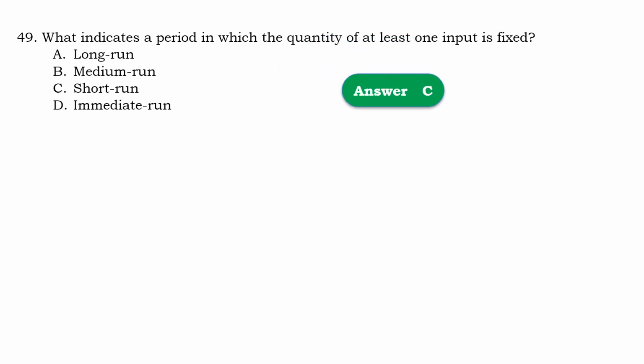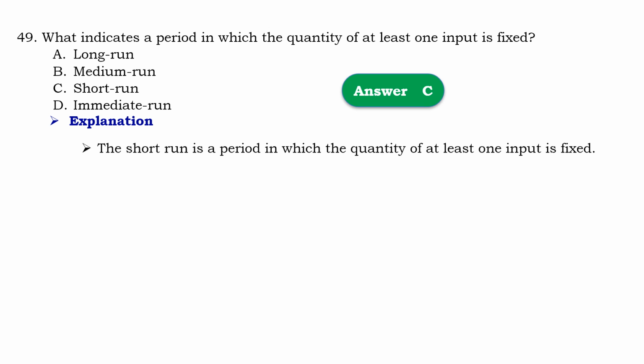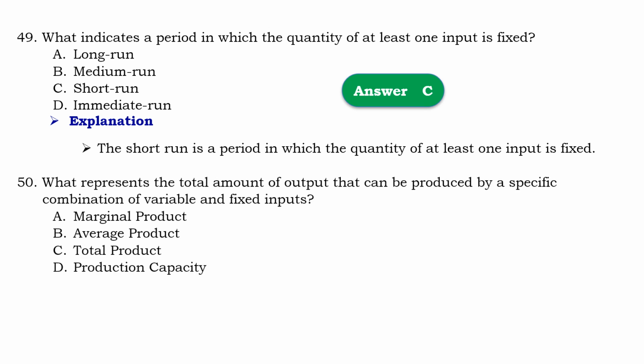So that should be C, short run. Means that short run is a period in which a quantity of at least one input is fixed. Question number 50. What represents the total amount of output that can be produced by a specific combination of variable and fixed input?